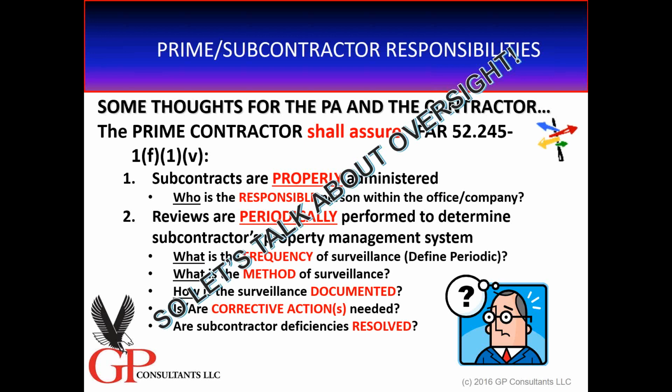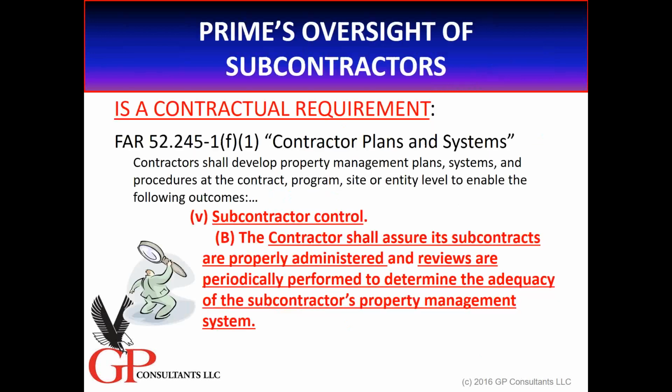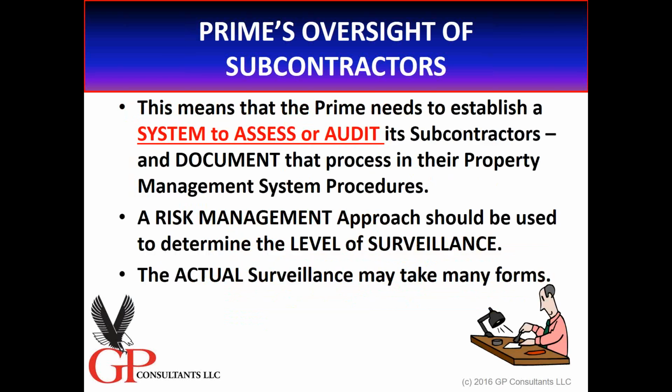So I'm going to talk a little bit about this concept of oversight, about auditing subcontractors there. So here we have, again, back under paragraph FV, we've looked at this. The contractor shall assure its subcontracts are properly administered. Good. Reviews are periodically performed. What in the world does the government mean by that? Well, essentially it means that the prime needs to establish a system to assess or audit or perform surveillance on its subs, and document that process in their property management system.